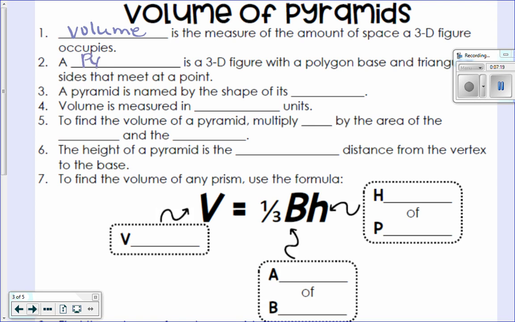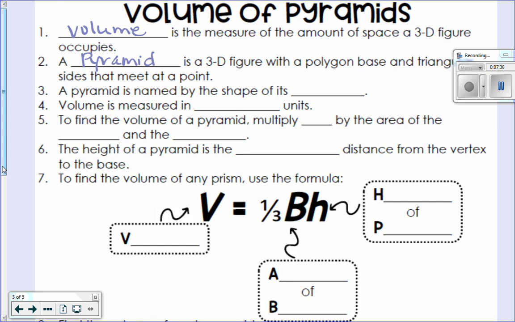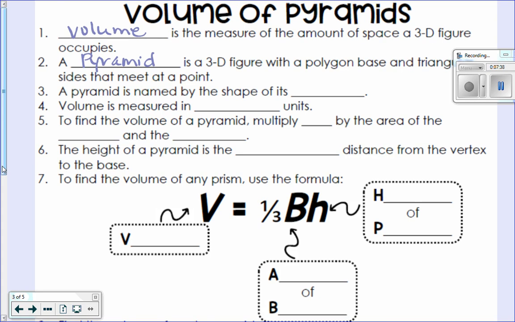Our next blank is pyramid. A pyramid is a 3D figure with a polygon base and triangular sides that meet at a point. How many bases are there for a pyramid? 1, you got it. So a pyramid is named by the shape of its base: first name, base name. Volume is measured in cubic units because it's 3 dimensions: length, width, and height.